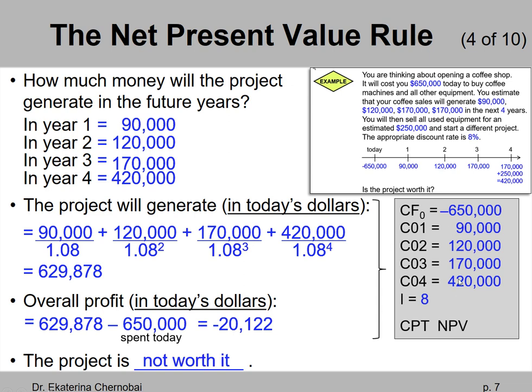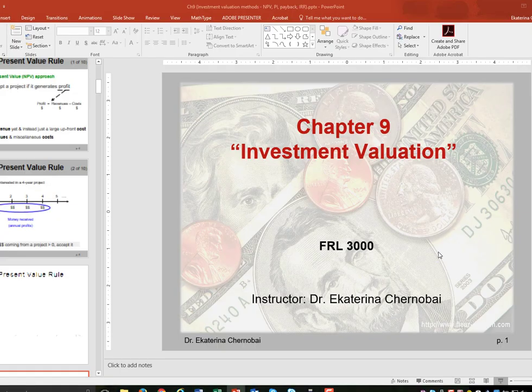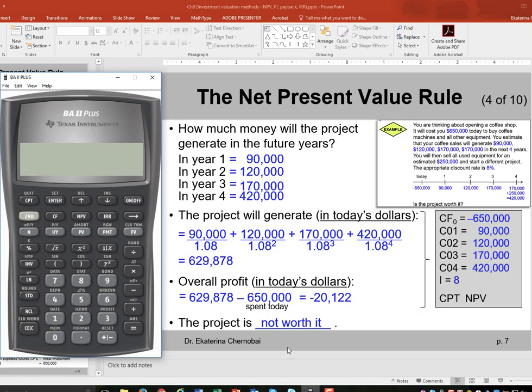Now back to the cash flow keys solution. In the past, we would use the cash flow keys to find combined present value of multiple future cash flows, right? And so normally we would use $0 for cash flow 0. Not this time. This time, for cash flow 0, we are going to put the initial investment amount, $650,000, and we're going to make it negative. So let me bring up my financial calculator.